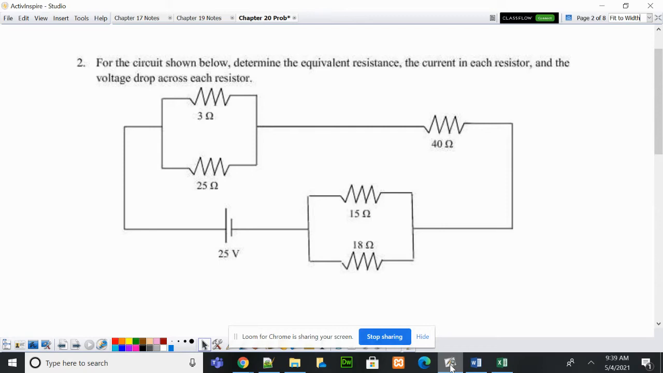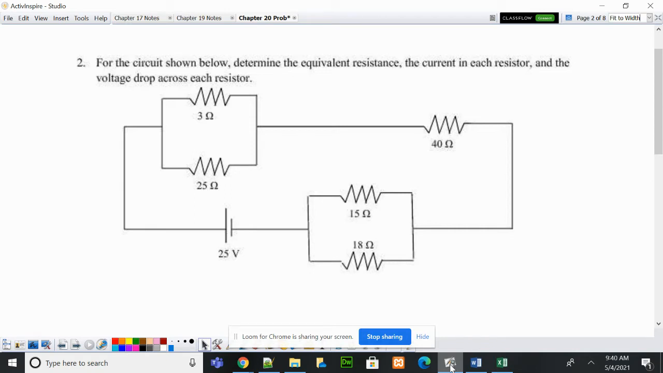All right, so for the circuit shown below, determine the equivalent resistance, the current in each resistor, and the voltage drop across each resistor. So here we have a complex circuit. The first thing we want to do is recognize some pieces of the complex circuit as either being in parallel or in series, and then simplify it until we get to a nice simple circuit.